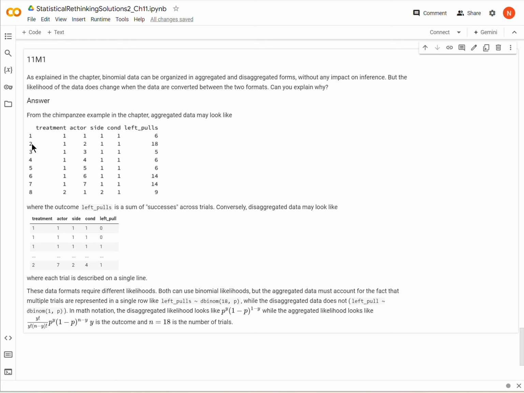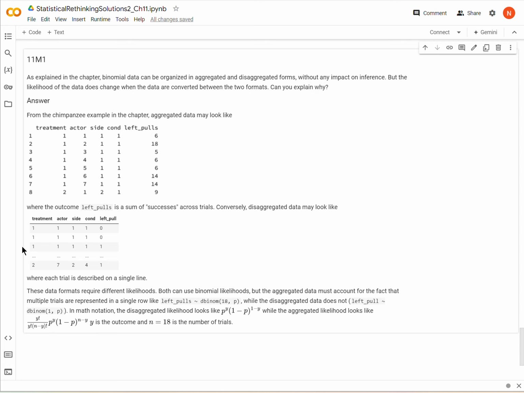Similarly, for the second row, it's treatment 1, but now we're on actor 2, side 1, condition 1, and this one pulled left all 18 times. Now this differs from the disaggregated data. Why is this aggregated data? Because we have aggregated 18 trials and just counted the number of successes.